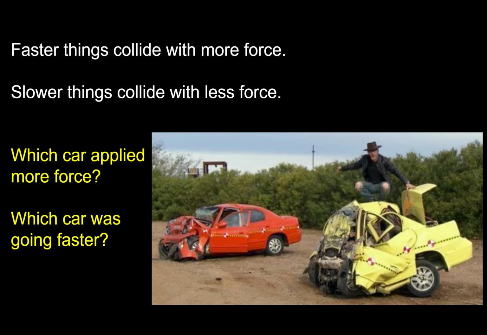Now let's think about the speed of the particles. Faster things collide with more force, and slower things collide with less force. So here we see two vehicles. In one, it collided with more force. It is the shorter vehicle. So we can look at these. Which car applied more force, the yellow vehicle or the red one? And which car was going faster, the yellow one or the red one? So you can see speed, the faster something's going, the more force gets applied.